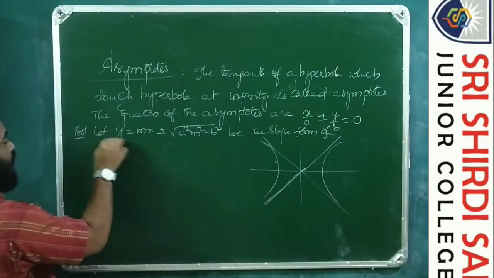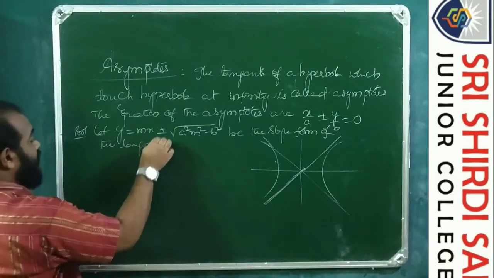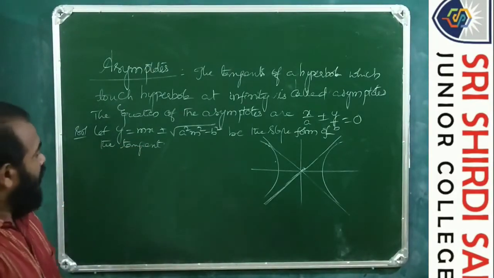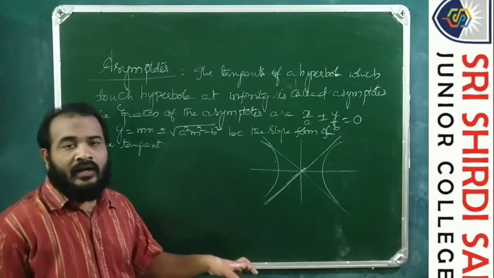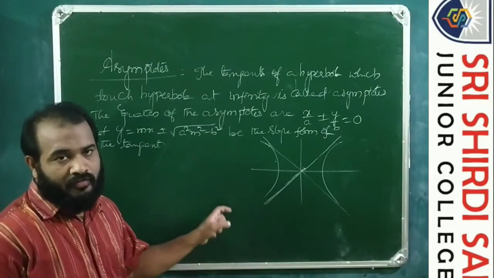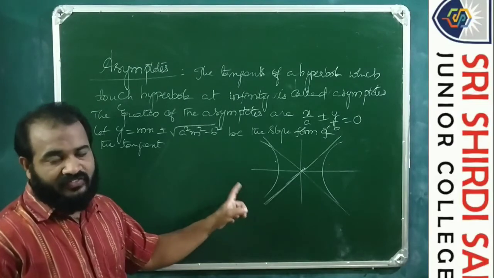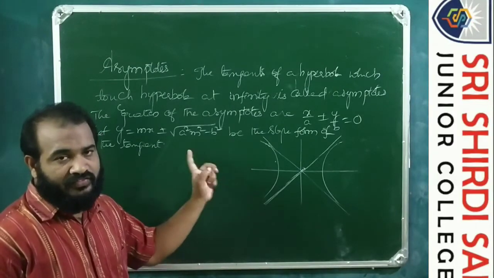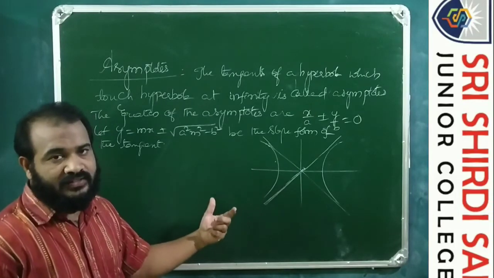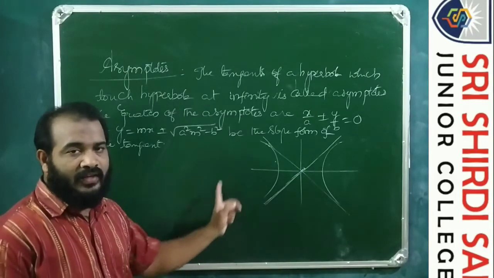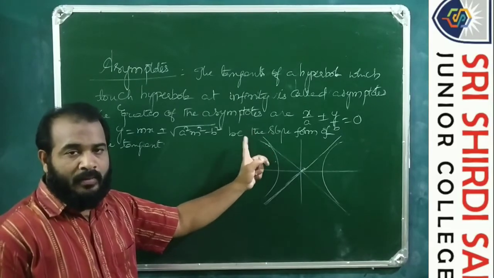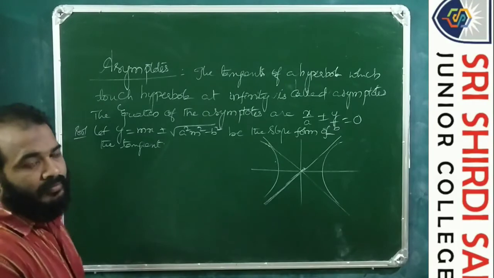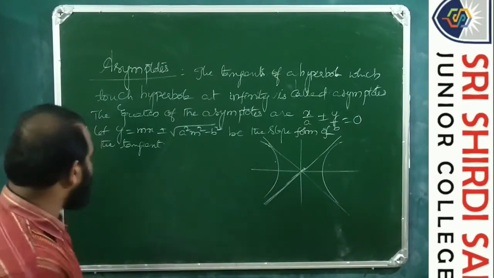Let m be the slope form of the tangent. So we have already derived the condition of tangency for the hyperbola and the line: c square equals a square m square minus b square, and the point of contact is minus a square m by c comma minus b square by c.